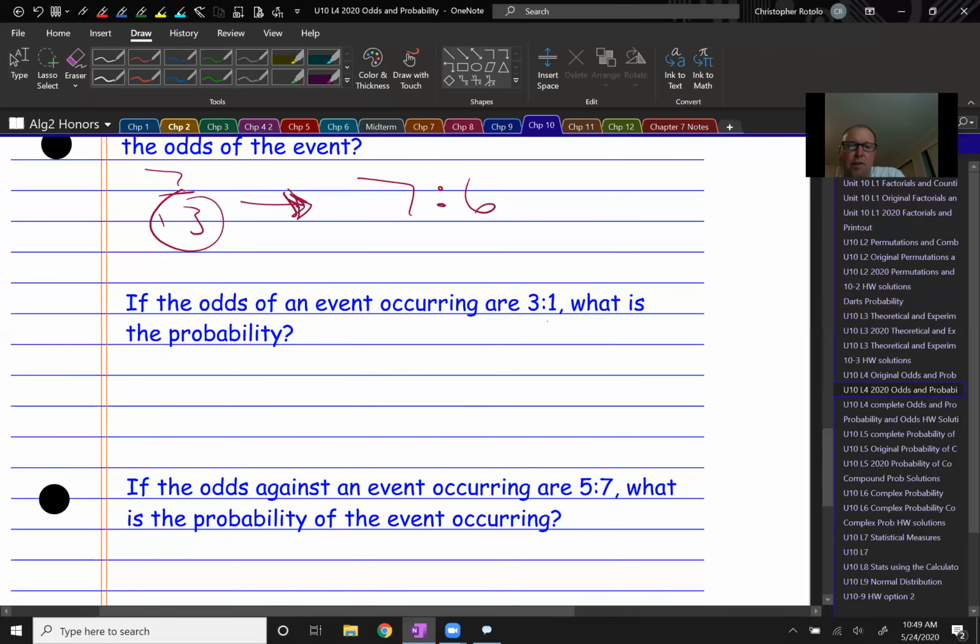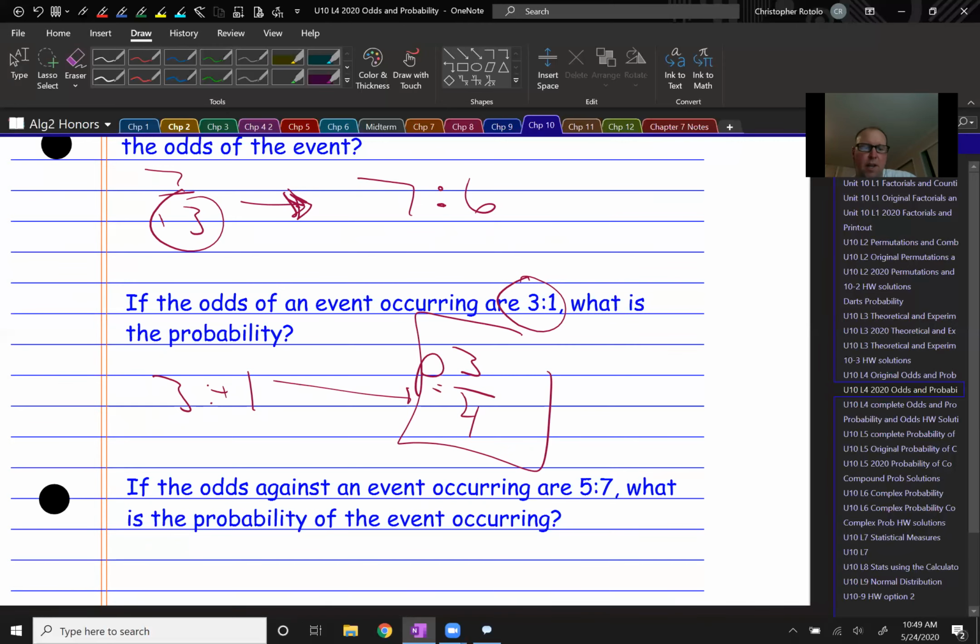All right, the odds of an event occurring are 3 to 1. What's the probability? Okay, so 3 to 1. So that means 3 is successful plus 1 way of being unsuccessful. So that makes 4. So that gives me the probability. Right, so they're hopefully not too bad. It's just going to be a little bit vocab driven as we take a look at the next one.